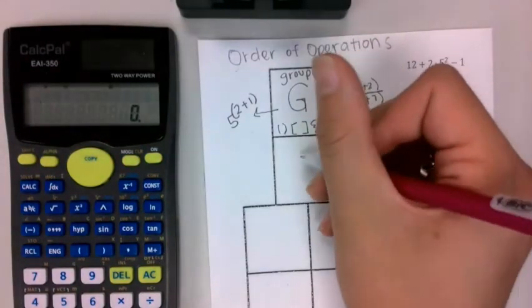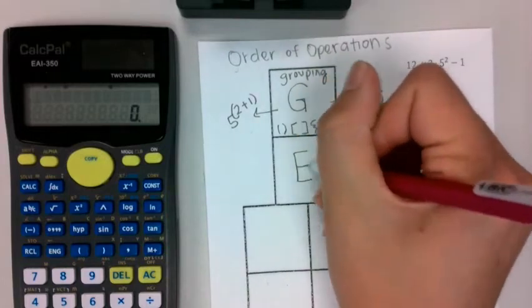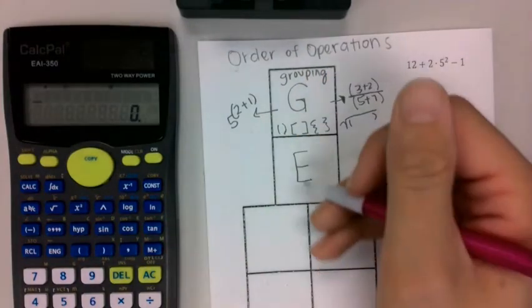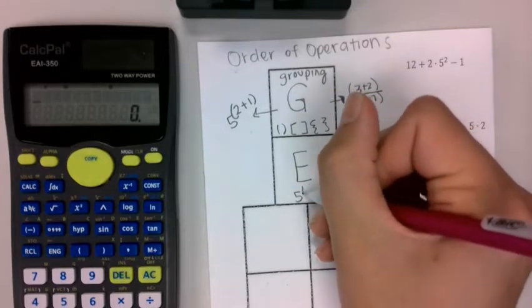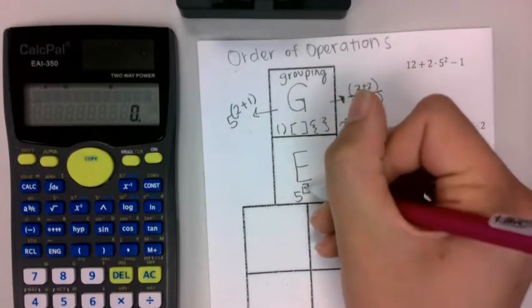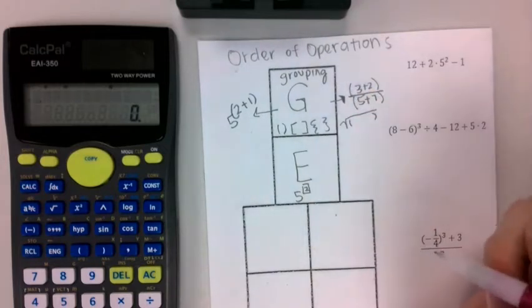Second, I'm going to deal with exponents. And again, exponents are anything that look like 5 to the power of, and there's an exponent here, and we can say 2. Those are what we're going to deal with second.